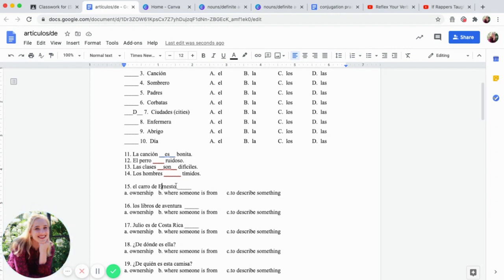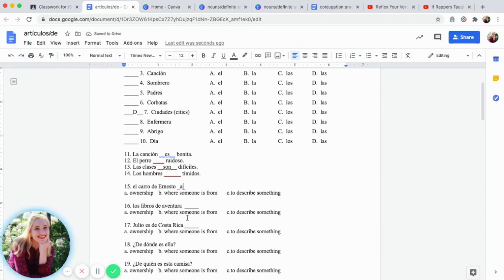Okay, so if we say el carro de Ernesto, the car of Ernesto or Ernesto's car, which use of de are we using? Ownership, where someone is from, or to describe something. What do we think? A, B, or C? Good, AJ. What else do we think? Yeah, so it's going to be ownership. We're saying that Ernesto owns this car. This car belongs to him.